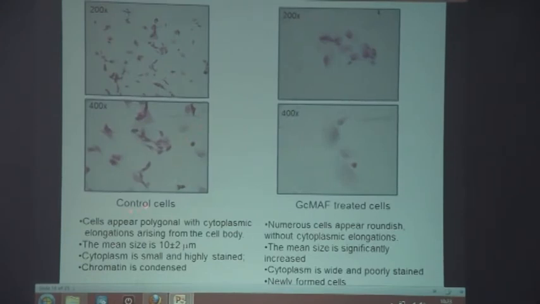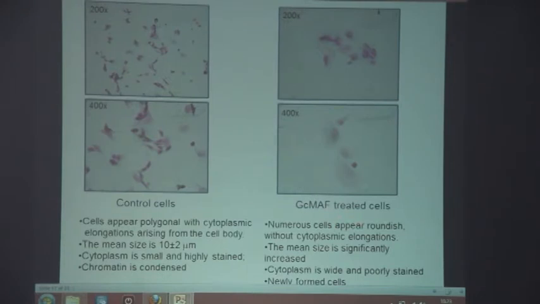Here are the results. In the control cells, the cells appear polygonal with a cytoplasmic elongation arising from the cell body. The mean size of these cells is about 10 micrometers. The cytoplasm is small and highly stained, and chromatin is condensed.